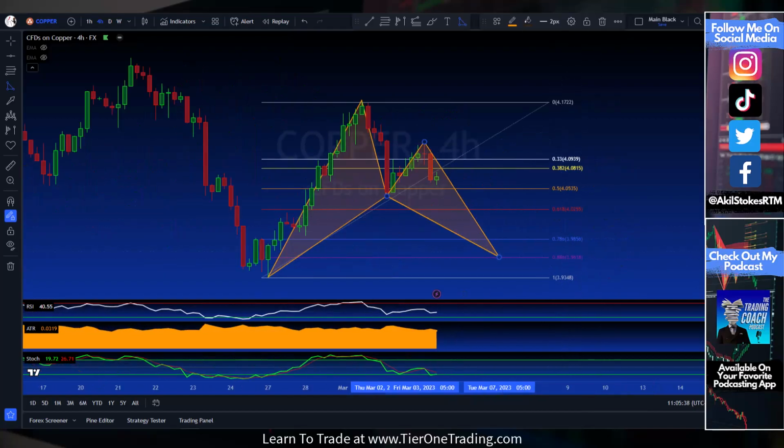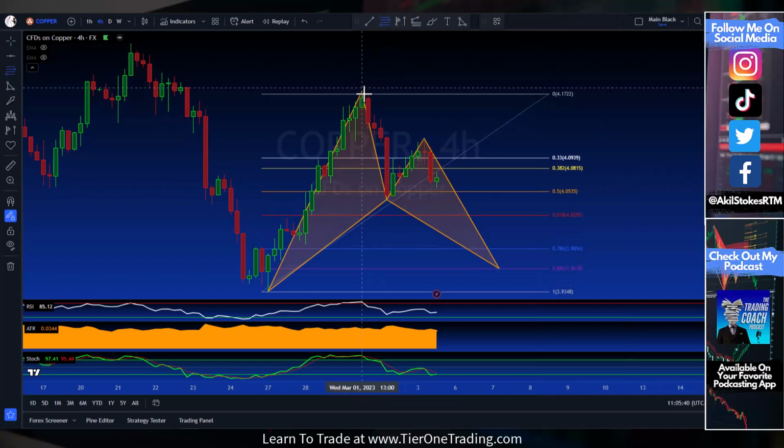We also have a smaller one kind of within here. I think this may be a Gartley. Let me get my fibs on. Fibonacci retracement, swing high to swing low. Nope. So this is going to be a bat as well. I don't know why I deleted that. Should have left it on.